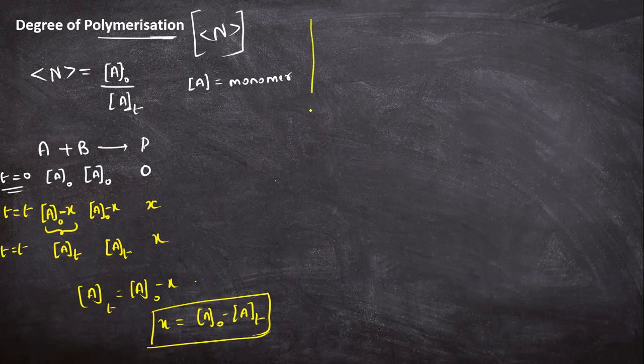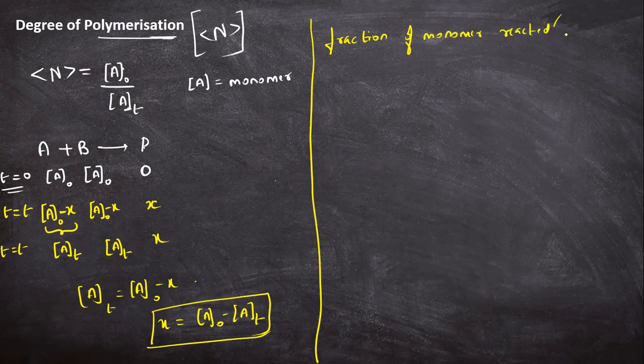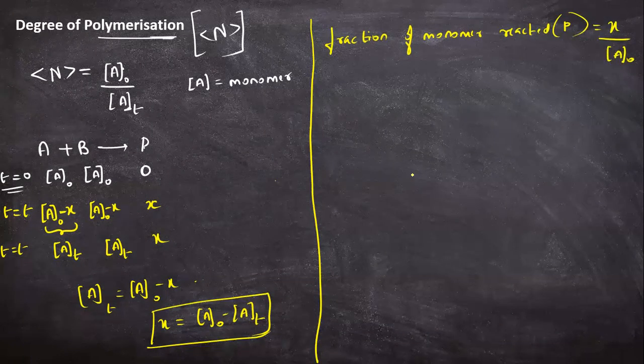Now let me calculate the fraction of monomer reacted, represented by P. It will be equal to X divided by A naught. How much monomer is converted to product? X, that much concentration is converted to product.